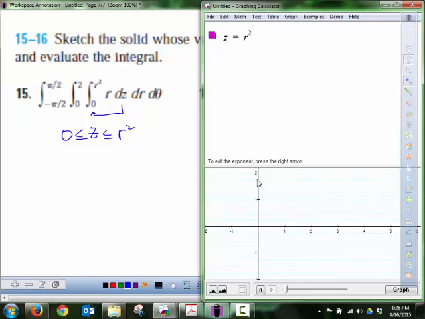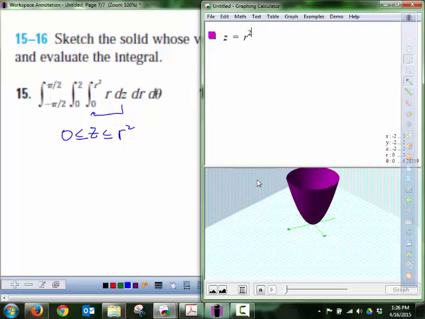Yeah, so r squared is the same as x squared plus y squared. So if you change it to x squared plus y squared, you're going to get that paraboloid. And now we have this paraboloid. Remember in polar coordinates we talked about the paraboloid having cut off by a plane instead of the paraboloid that had sticks on the corner?